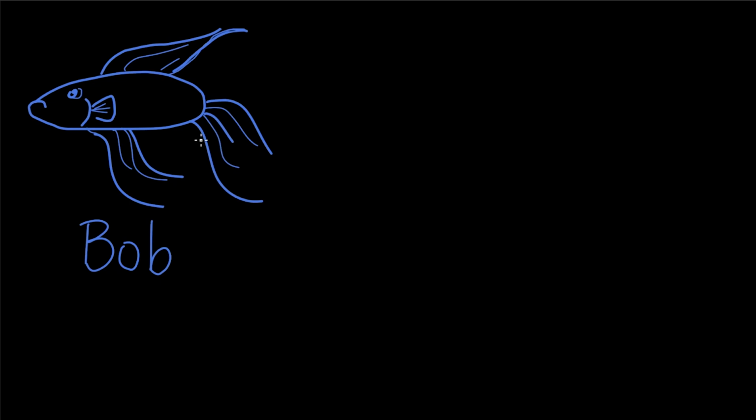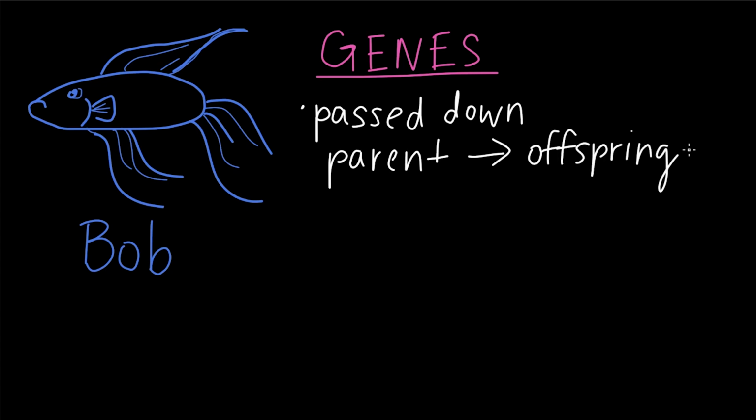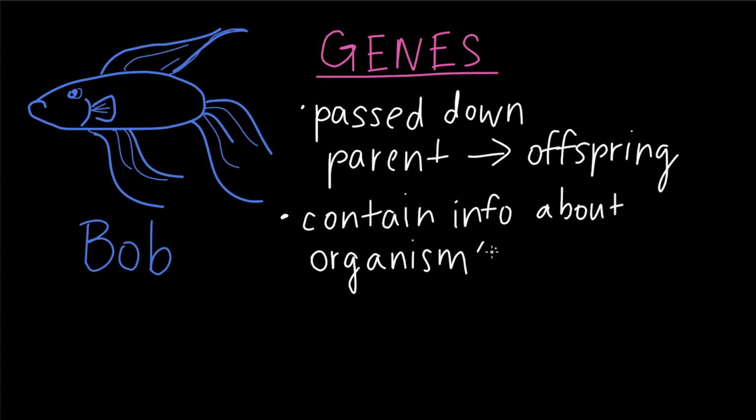And we'll start by defining genes. What are genes? Well, genes are basic hereditary units that are, first of all, passed down from parent to offspring. So I'll write passed down, parent to offspring. And they also contain information about an organism's traits. So it would only make sense that since Bob is a blue-colored fish, he must have a parent or ancestor who is also blue-colored.